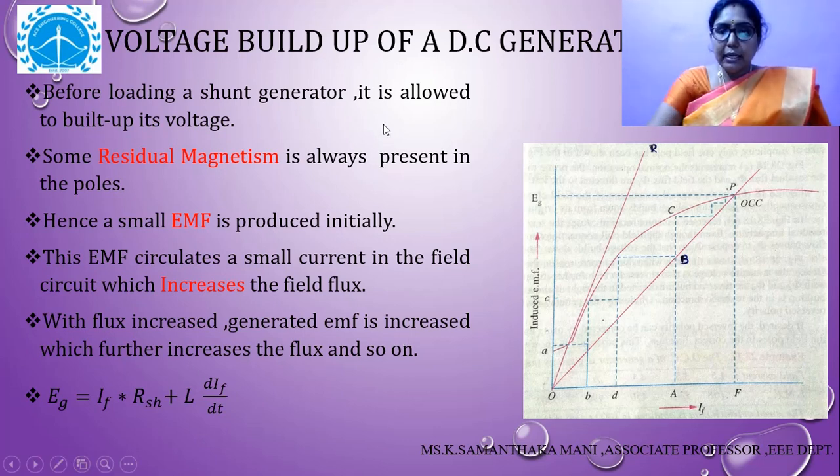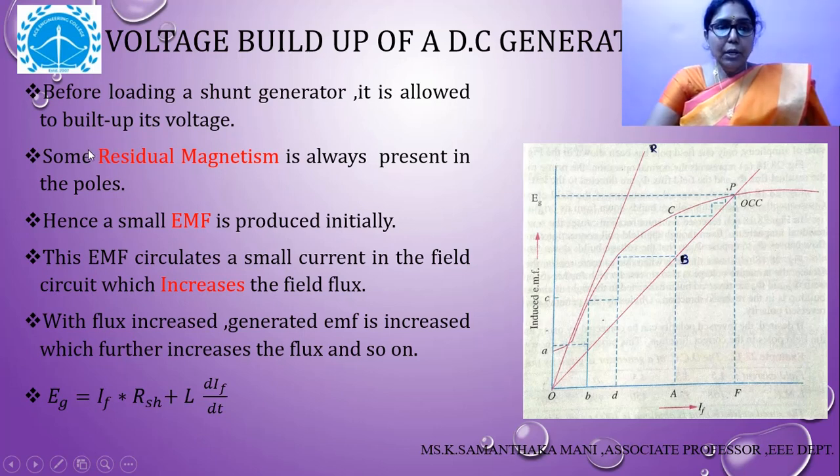This will be clearly explained here step by step. We can very clearly understand this graph. On the X-axis I have considered the field current, and the Y-axis is the induced EMF. Before loading the shunt generator, it is allowed to build up its voltage. We never put the load on the shunt generator before the voltage has completely built up. Only once it reaches its rated voltage can the load be put on the DC generator.